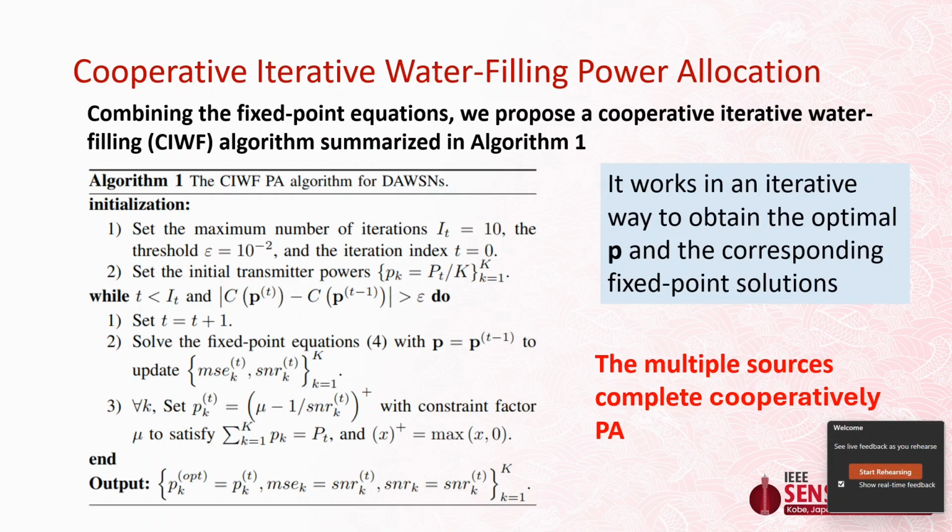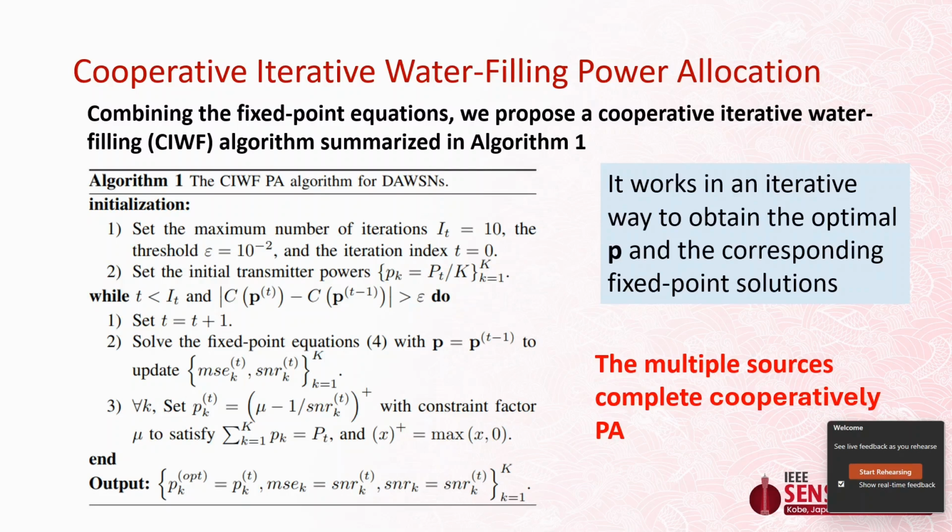Combining the fixed point equations, we propose a CIWF algorithm summarized in algorithm 1. The CIWF represents the cooperative iterative water filling algorithm. It works in an iterative way to obtain the optimal power allocation and the corresponding fixed point equations.